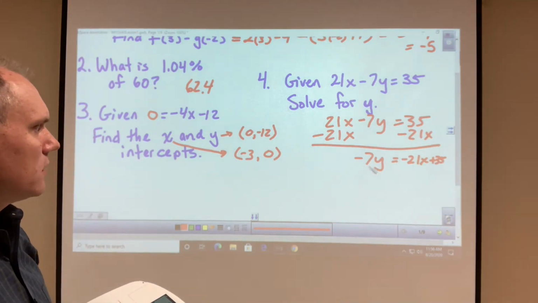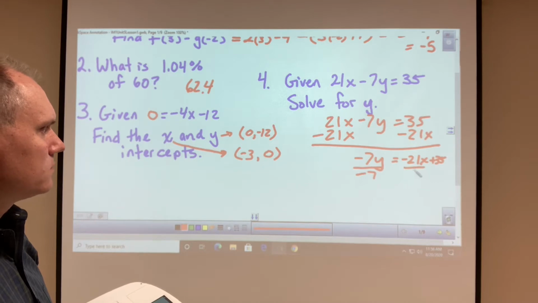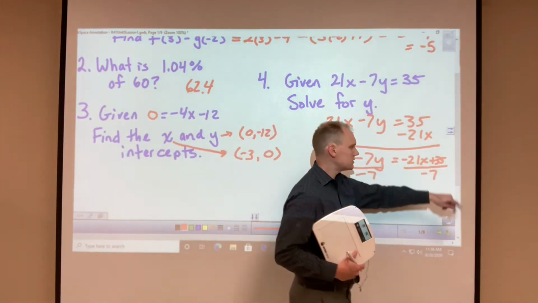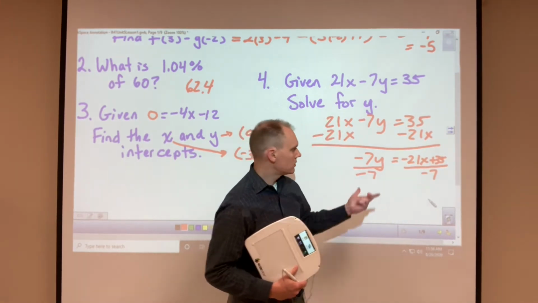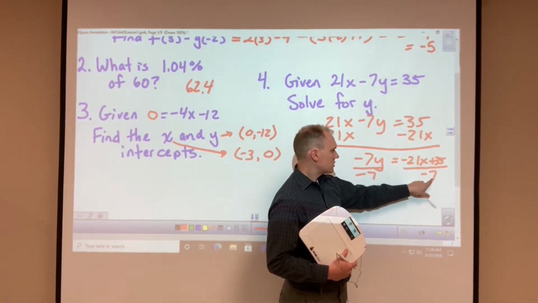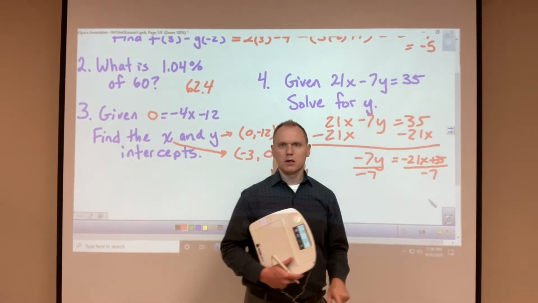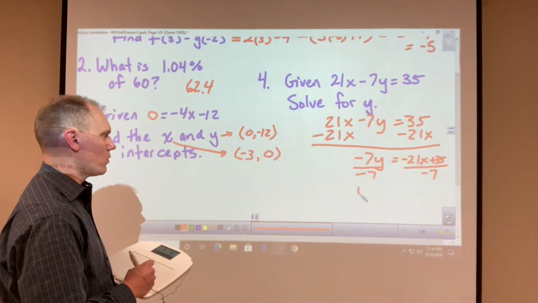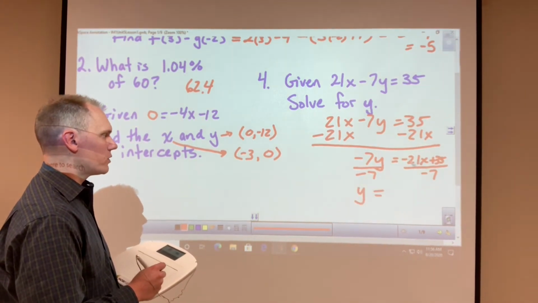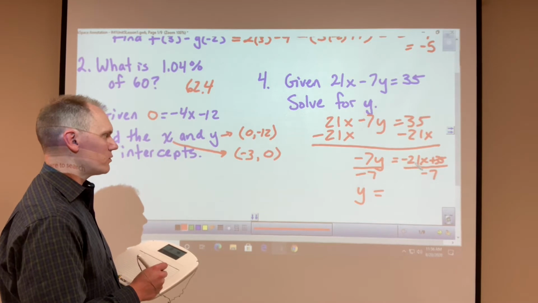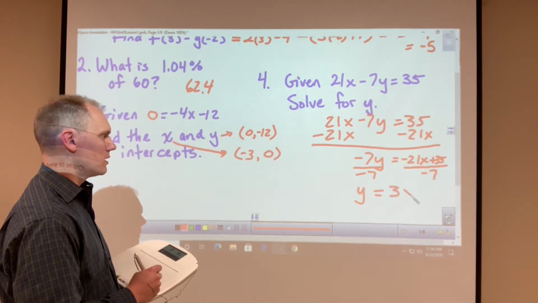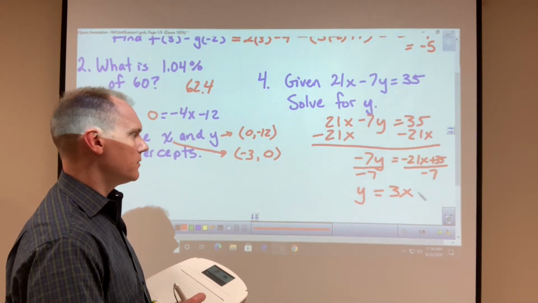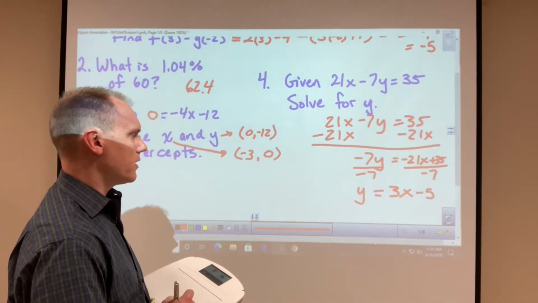From there, we can divide both sides by negative 7. And we're dividing the whole left side and the whole right side. The only thing is with division, we can actually end up dividing each one individually. And so we can divide both terms by negative 7. So we get y equals negative 21x divided by negative 7. Let's see, negative 21 divided by negative 7 is positive 3x. And then positive 35 divided by negative 7 is negative 5.